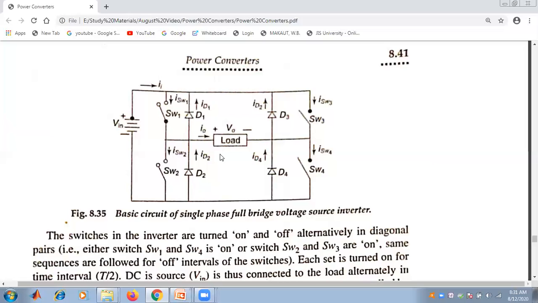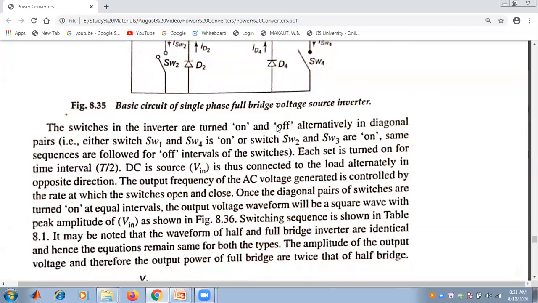So the operation is like that. When the diagonal pairs of switches, that means switch 1 and switch 4, or switch 2 and switch 3, are turned on at equal intervals, that is the interval of T by 2, the output voltage waveform is a square waveform with a peak amplitude of V in.